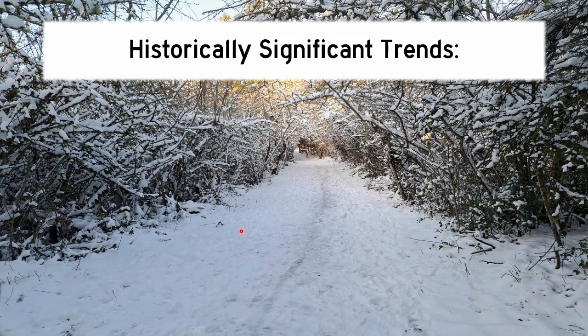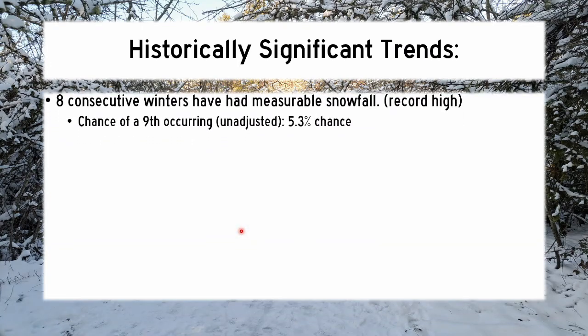Now, for the historically significant trends and statistics. There's been 8 consecutive winters that have had measurable snowfall. This is a record high. A chance of it occurring this winter in Portland is a 5.3% chance. This statistic does only apply to Portland. This does not apply to Eugene, as their current streak of measurable snowfall, I believe, is only at 2.